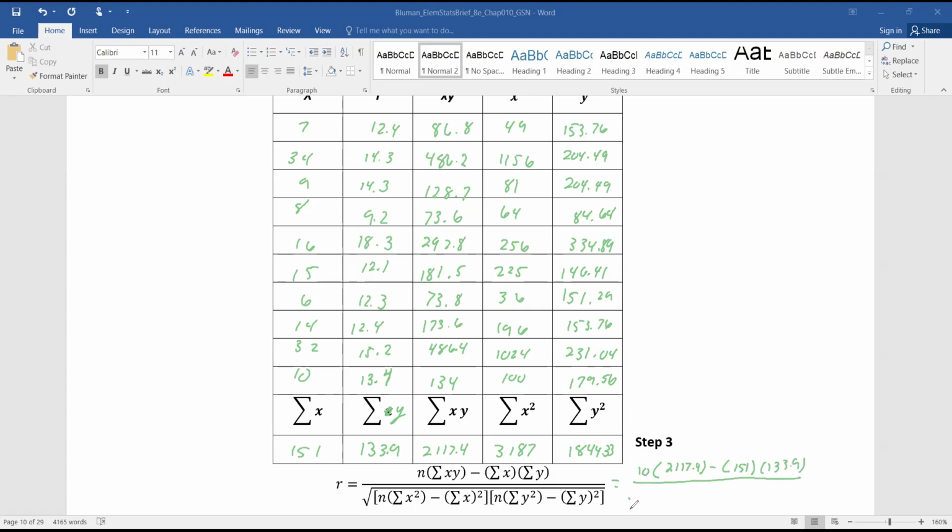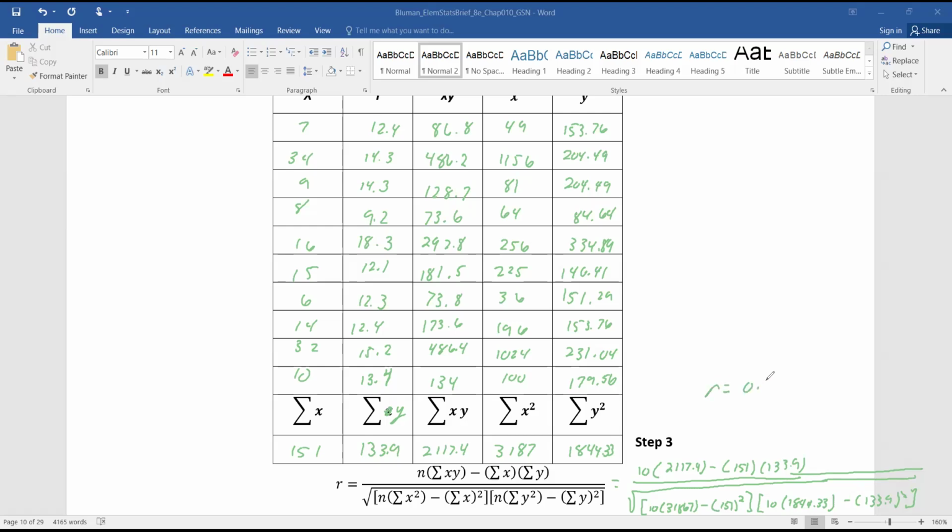I'm going to divide all of this by the square root of 10 times 3,187 minus 151 squared, and then 10 times 1844.33 minus 133.9 squared. And then you just simply type that straight into the calculator. And when you do, you get this as your answer.